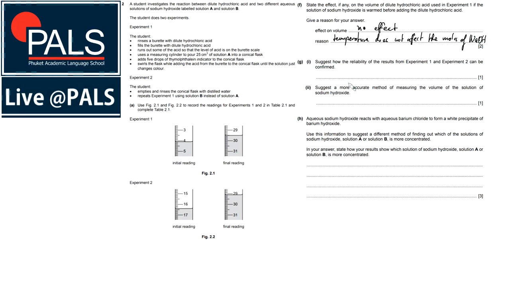Suggest how the reliability of the results in experiment 1 and experiment 2 can be confirmed. Now, this is a simple one as well. We just need to repeat the experiment and, very important, we need to then compare, obviously, the results to make sure that they are the same.